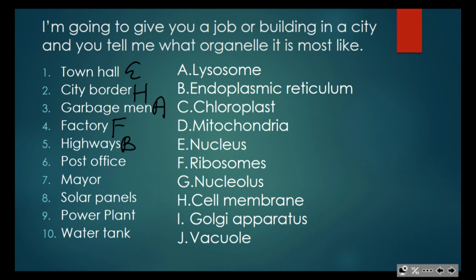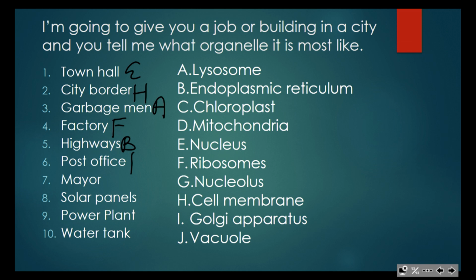All right, number 6 says a post office. Well, a post office is in charge of processing and packaging up any boxes or letters that you have to send. So which organelle kind of does something similar? Well, the Golgi apparatus, letter I, remember that it processes and packages proteins, just like a post office packages and processes letters.